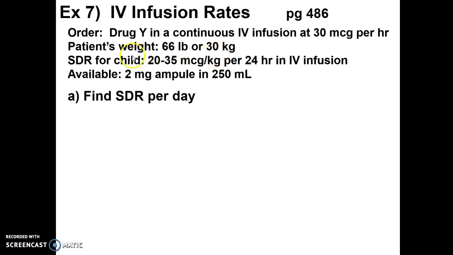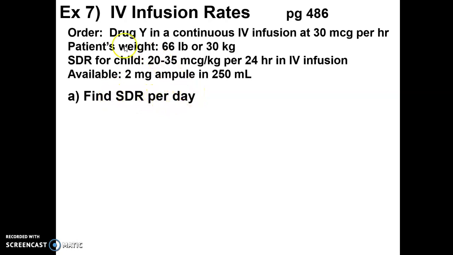Yay. We have a safe dosage range for a child that says we can give 20 to 35 micrograms per kilogram per 24 hours in an IV infusion. And it comes available in a 250 milliliter ampule that has 2 milligrams of medication. So we need to find our safe dosage range per day.